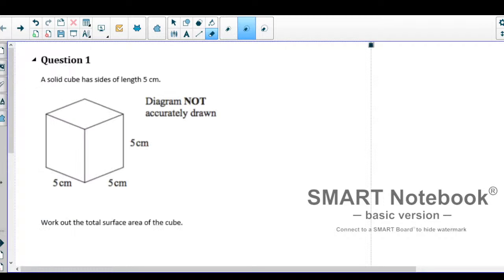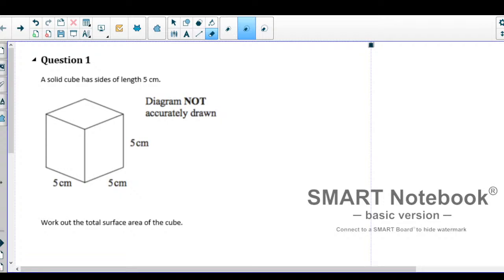And basically, it is the cube. So a solid cube has sides of length 5 centimeters. Work out the total surface area of the cube. Just remember that, of course, the surface area is that space around the outside. So it's all of this side here and this side here and this side here. So the areas of those, and of course the 3 sides that we can't see at the back.